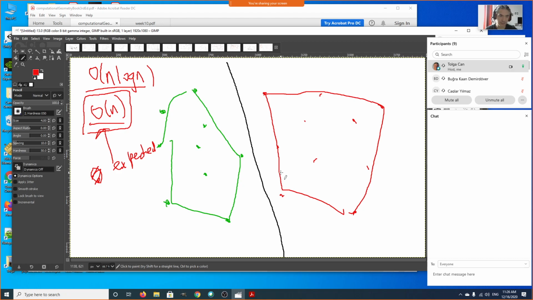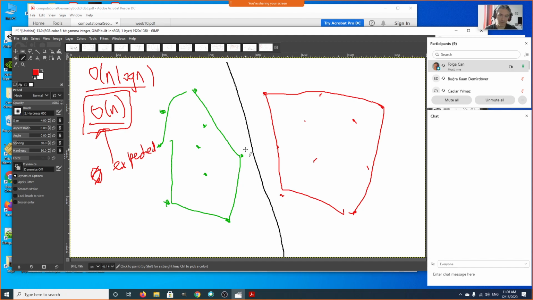Any suggestions? You can write in the chat box if you have found the solution, or maybe it's too obvious that you don't write the solution. But let me just talk about the solution here.